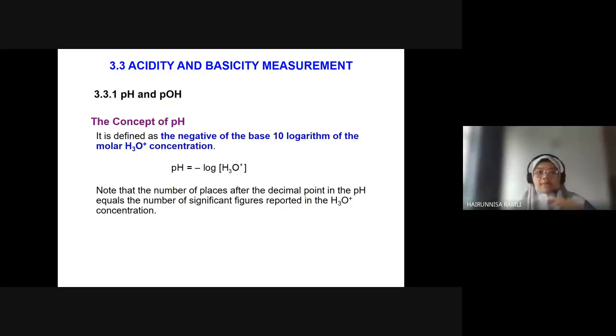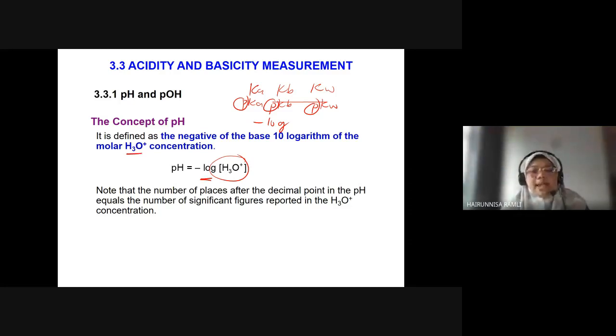Okay, so what is the concept of pH? Remember, just now I mentioned KA, KB, KW. Then we have pKA, pKB, pKW. What does it mean by p? p is negative log. So it is actually the same as pH. p is negative log of the concentration of H3O plus. So to get the pH, the calculation is negative log of H plus or H3O plus. It is defined as the negative of the base 10 logarithm of the molar concentration of H3O plus. This is the formula.